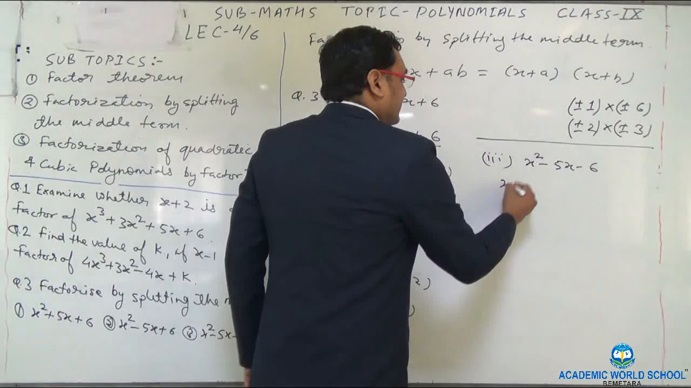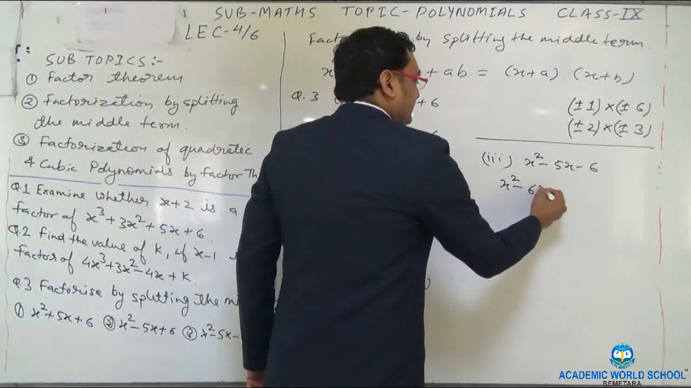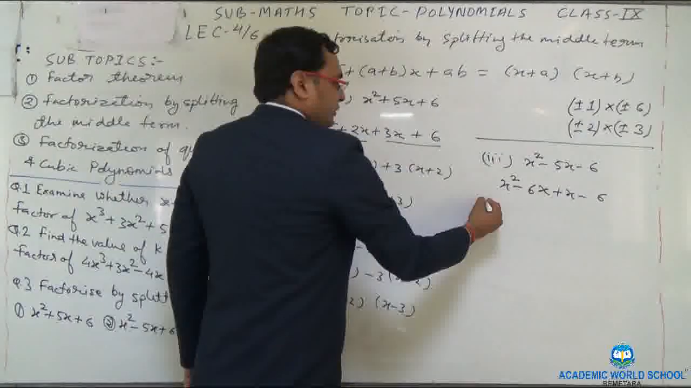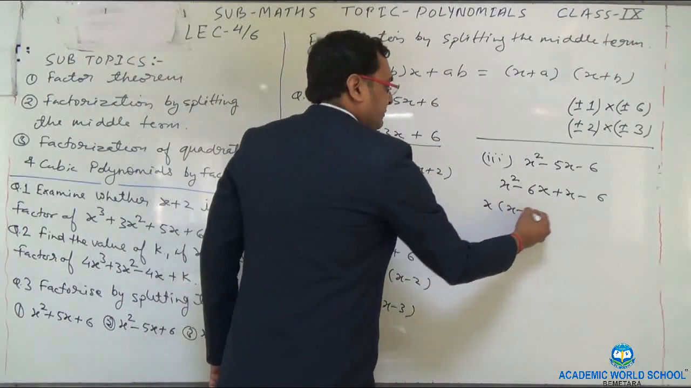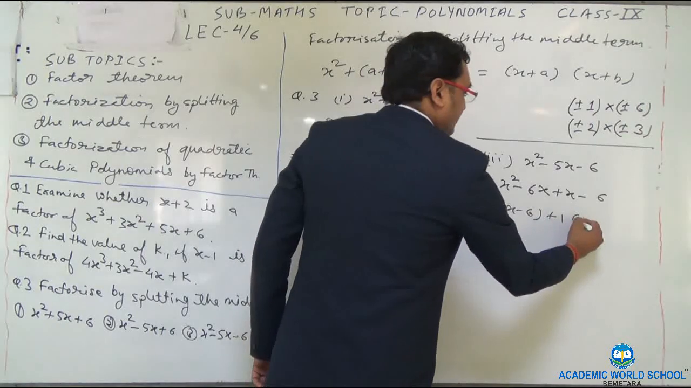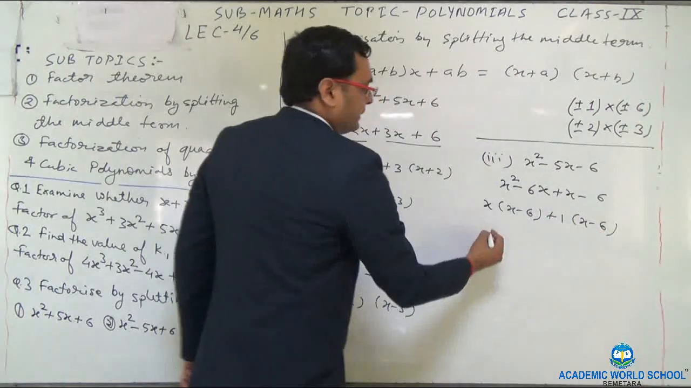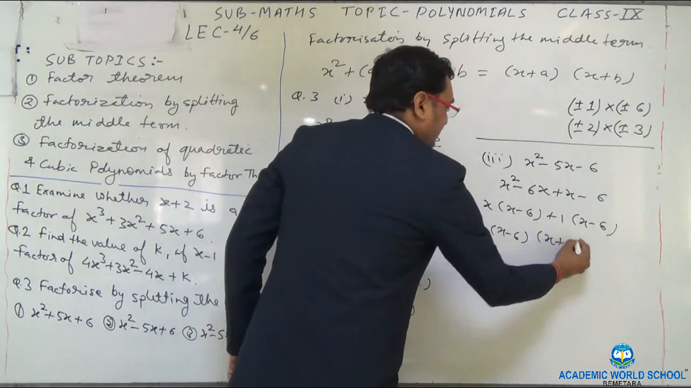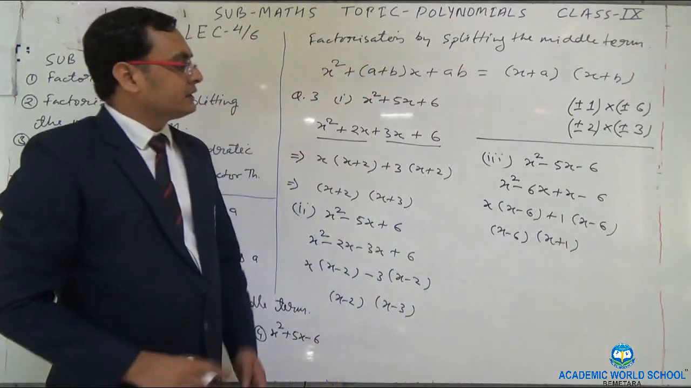So, the factors here will be x square minus 6x plus x minus 6. Take out x common. So, x minus 6 plus 1 is taken common. So, x minus 6. Now x minus 6 is taken common, so x plus 1. These are the factors.